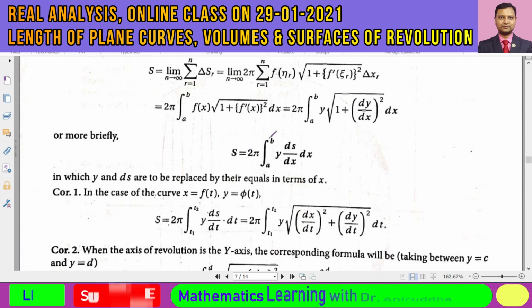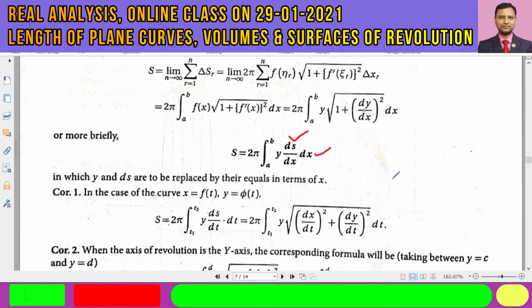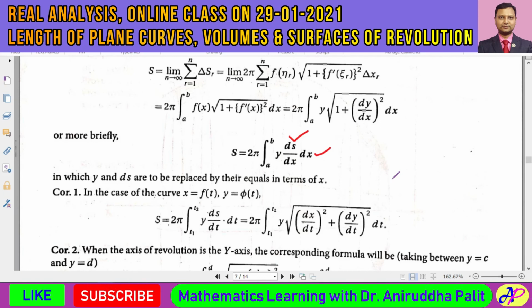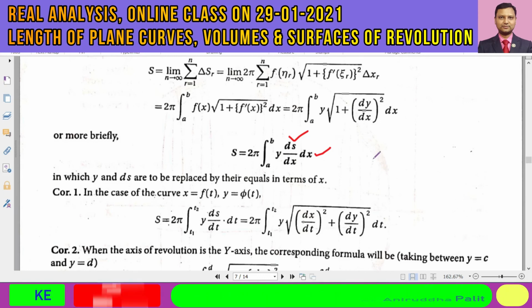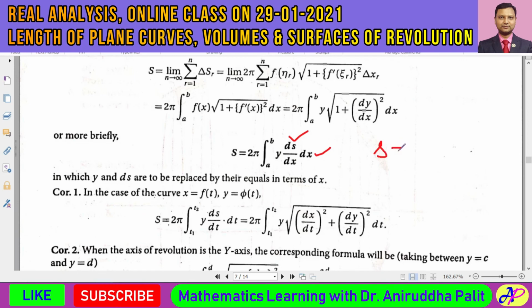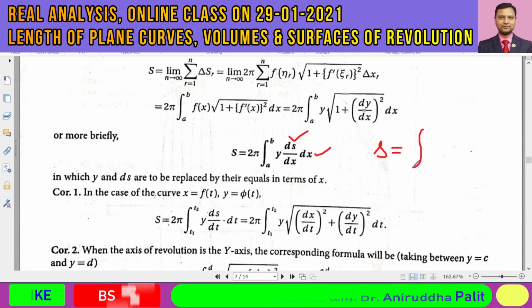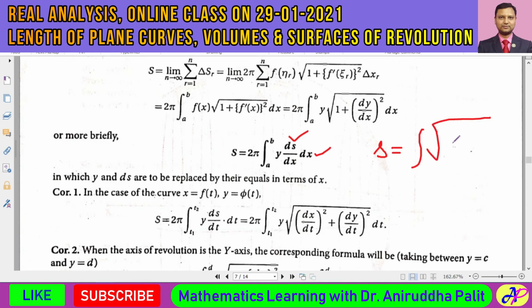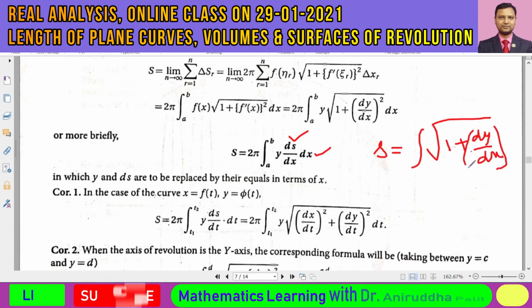S is equal to twice pi integral from a to b y into ds. Ds can be written as ds dx into dx. So what is this? Actually, we had this expression of s. S was equal to the integral of root over of 1 plus dy dx, as I told you at first today, the length of the curve. Dy dx whole square into dx.